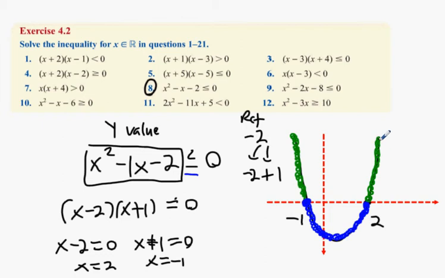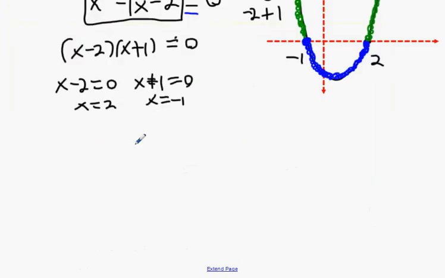Do we want the blue part or the green parts? We want the blue parts, yeah? Describe the blue parts. All the x values in between minus 1 and 2. How do you write that down in maths language? X is bigger than or equal to minus 1, but smaller than or equal to 2.